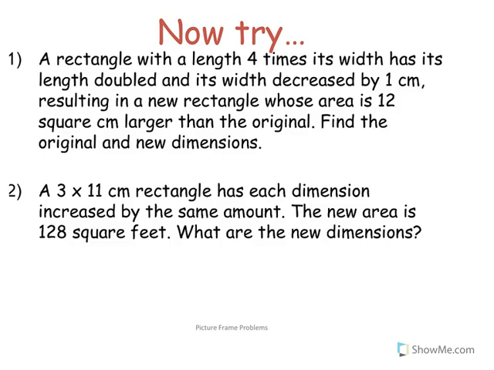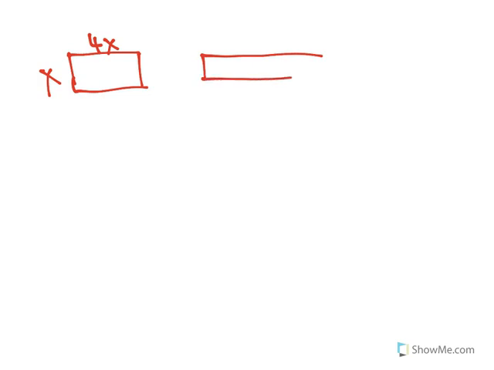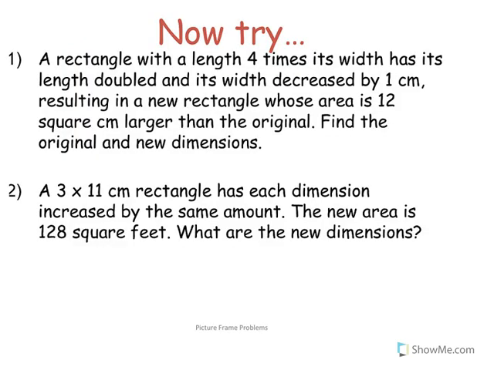So we're at that point here, guys, where you'd be able to try these two on your own. You would pause it now, and then you'd wait for me to come back and go over it with you guys. So the first one says a rectangle with a length 4 times its width has its length doubled and its width decreased by 1 centimeter. So let's start here. The length is 4 times the width. It says the length is doubled, and the width is decreased by 1 centimeter.